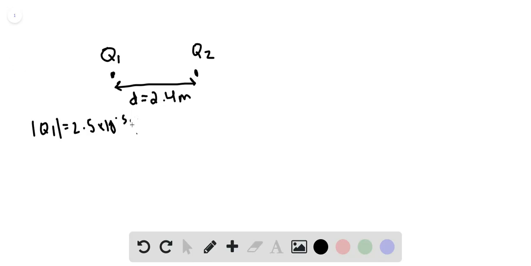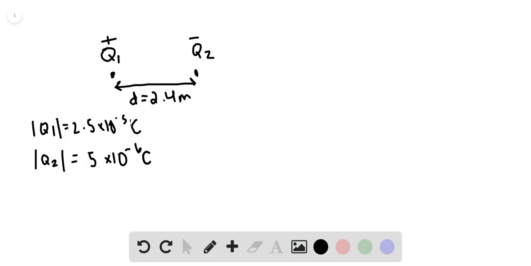Okay, so that's the magnitude of Q1, and then the magnitude of Q2 is 5 times 10 to the minus 6. Q2 is negative, but I'm just going to put a negative here and a positive here so we can remember that. And then just write down its magnitude. And our goal is to find where the electric field is 0. I'm just going to double check that that's the prompt. Yes, indeed.